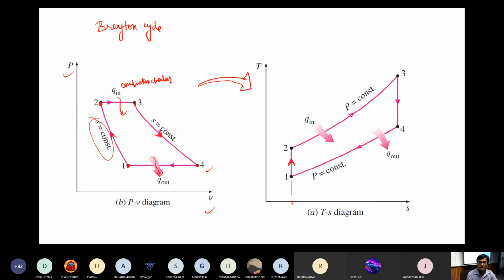From 2 to 3, again this is the combustion chamber, so it happens at constant pressure. So at constant pressure you will go from 2 to 3, and 3 to 4 is again an isentropic drop, and then 4 to 1 again this process. So it goes in a cycle in this manner.